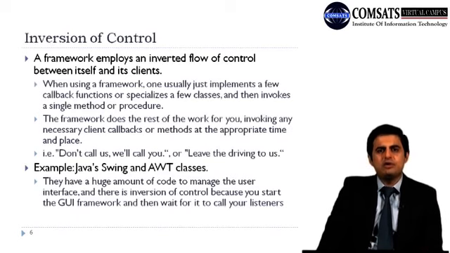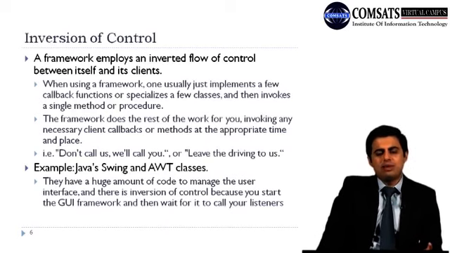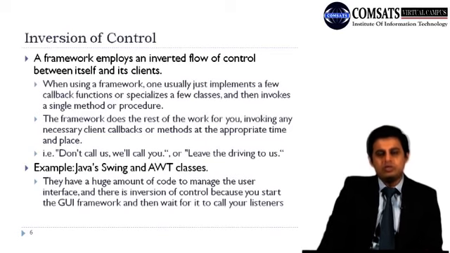And similarly, we have got AWT classes as well, which do the same kind of a job. So these are Java's inversion of control if you're using a Java framework. They have a huge amount of code to manage the user interface, and there is inversion of control because you start the GUI framework and then wait for it to call your listeners. So you simply call the methods, or you simply provide them information to make that kind of a feature in your system, and then you wait for it.